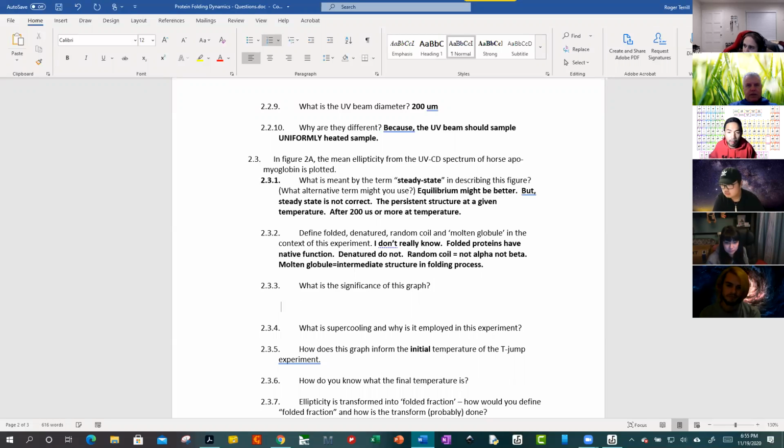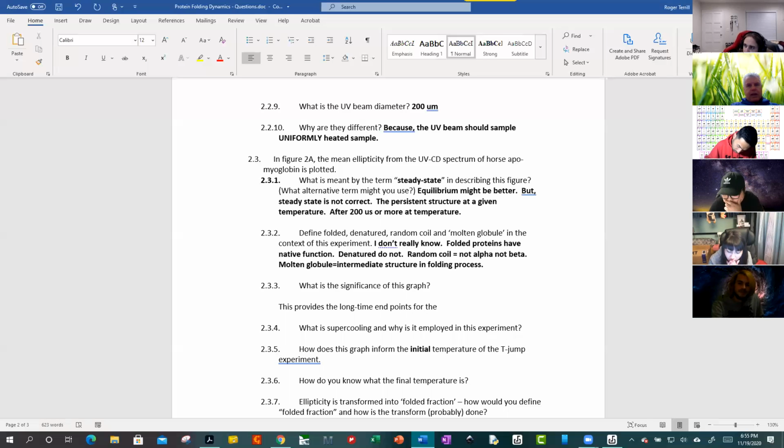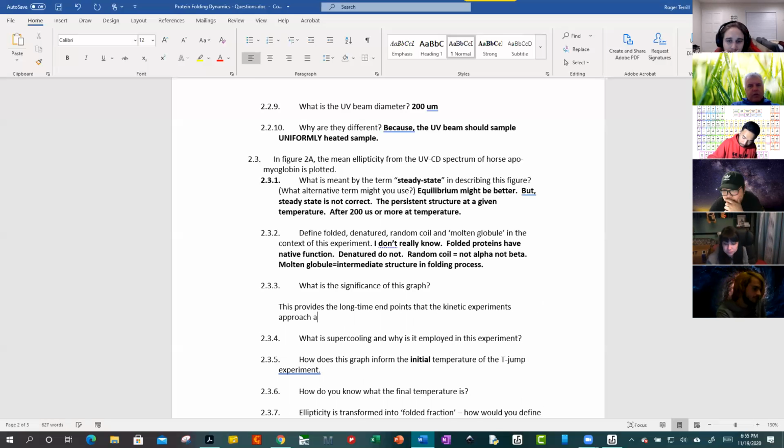Oh God, the significance of this graph. This provides the long time endpoints that the kinetic experiments approach and reach, right?